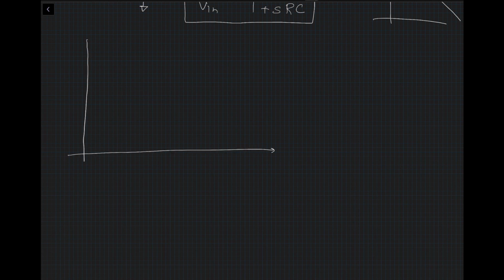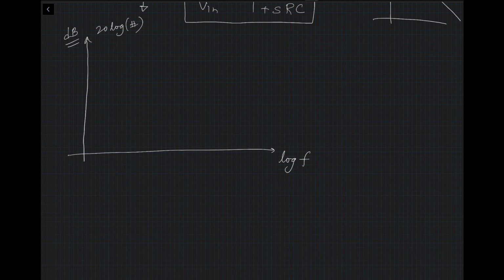So what are we doing? We are plotting log of f, frequency, on the x-axis, and on the y-axis we are plotting the gain in dB. What does dB mean again? It's 20 log of the number, whatever that gain number is.